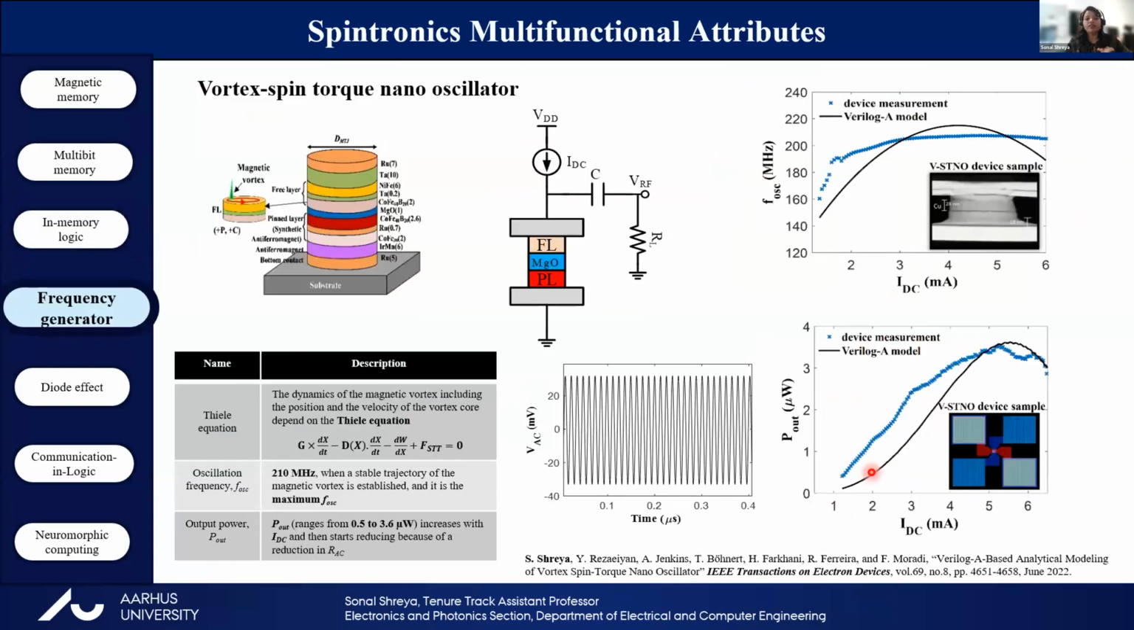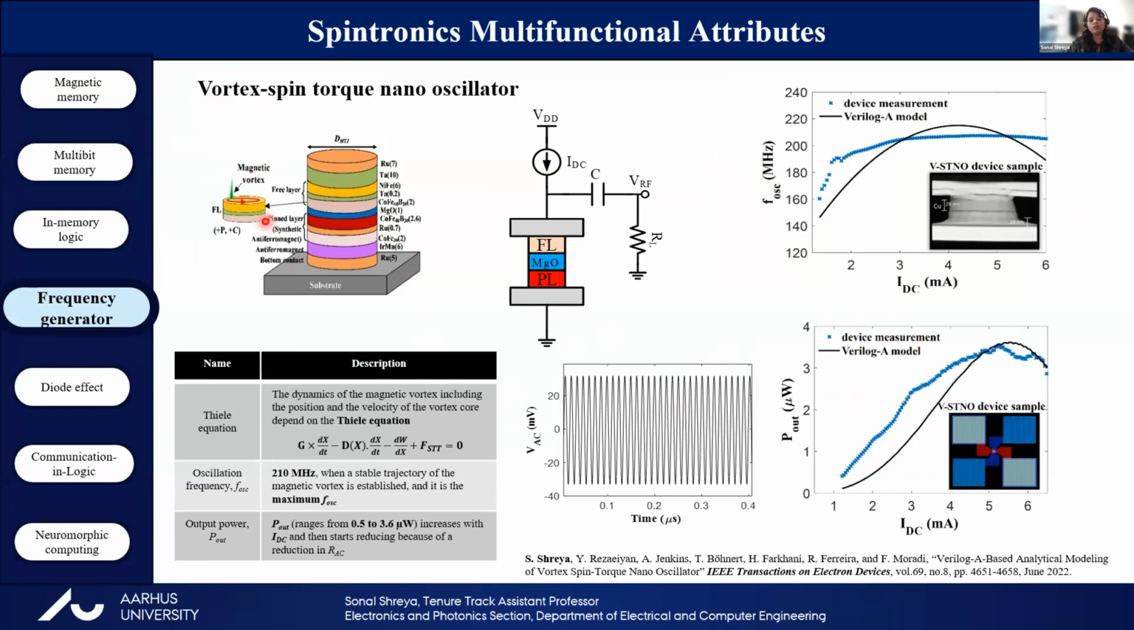Then it has another very beautiful feature of generating frequencies, microwave range of frequencies. So although there are precessional STT, STNO, that is spin transfer torque nano oscillators, and spin Hall nano oscillators, I will be discussing vortex spin torque nano oscillators.